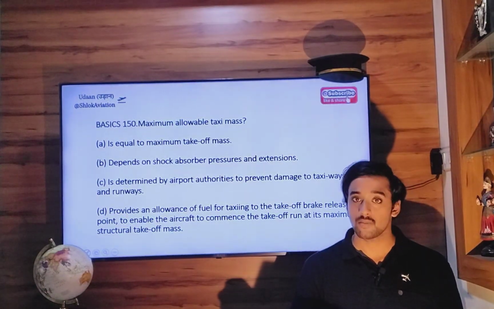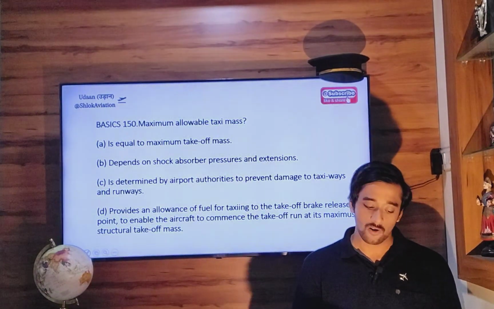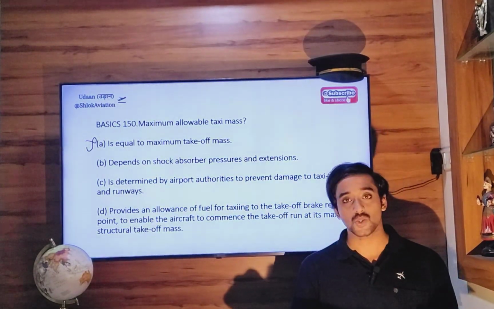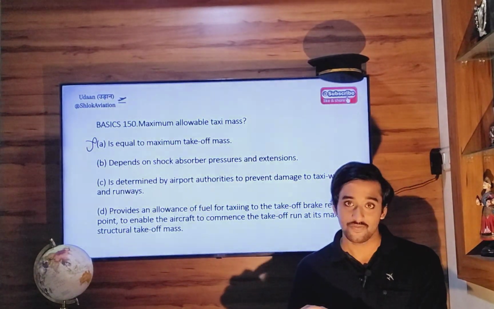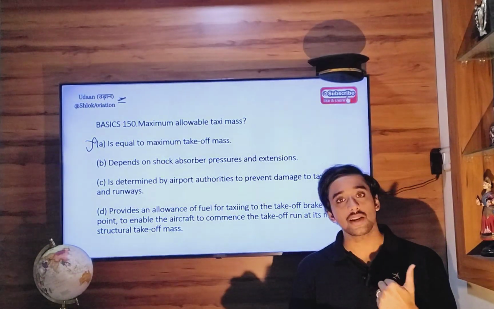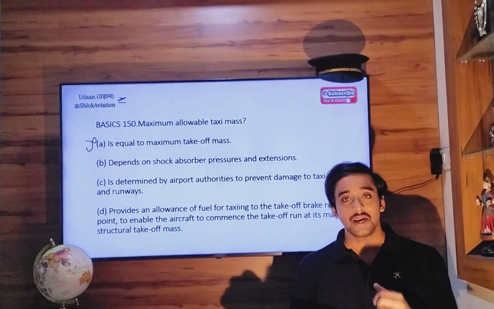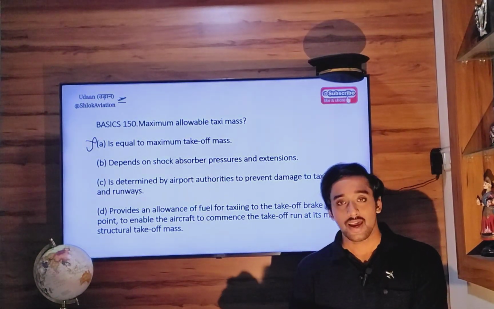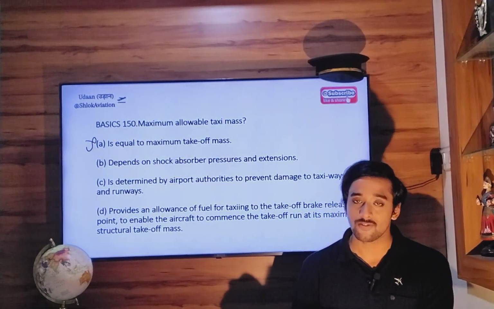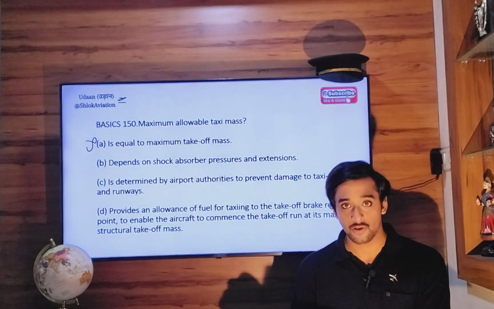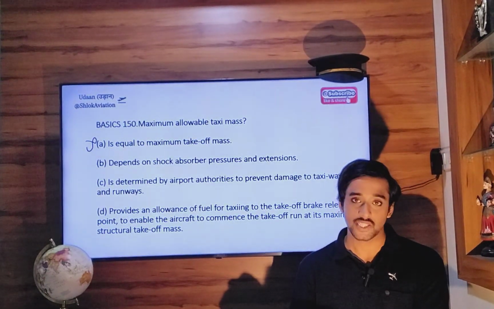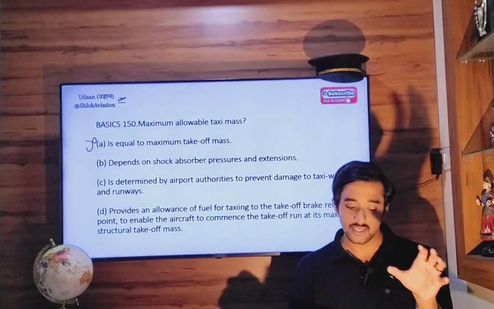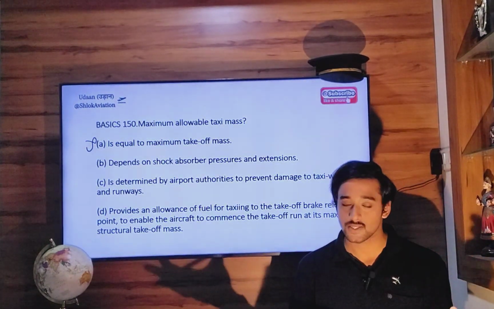Maximum allowable taxi mass is equal to maximum takeoff mass. Wrong. So maximum allowable taxi mass. Now this taxi mass will include taxi fuel as well. Takeoff mass will not include taxi fuel. Takeoff mass will include the aircraft mass when it is positioned ready for takeoff on the runway. And when it is on the runway ready for takeoff, the fuel in the fuel tanks is takeoff fuel, meaning fuel on board. And this takeoff fuel does not consider the taxi fuel. Therefore, taxi mass and takeoff mass are two different things.